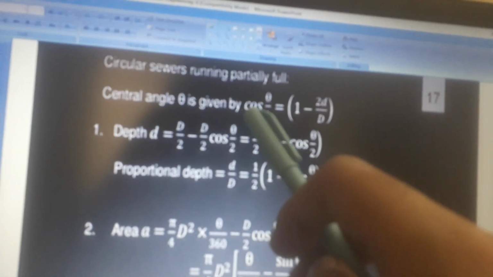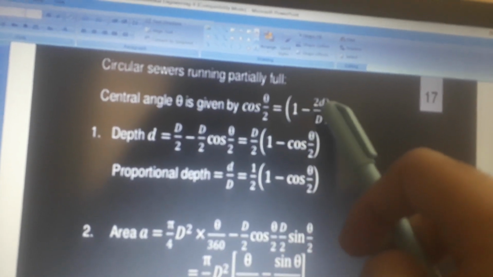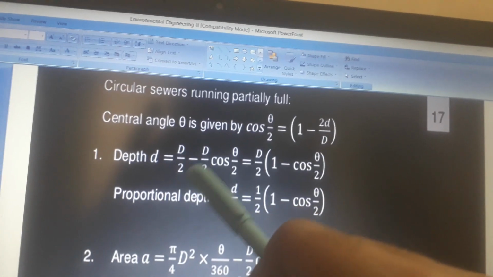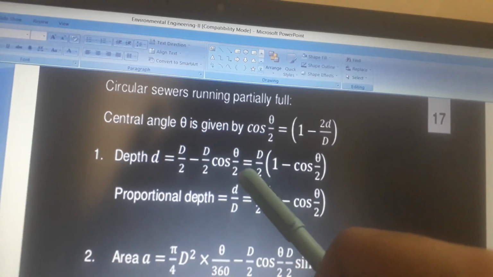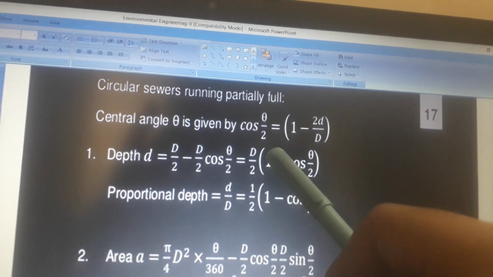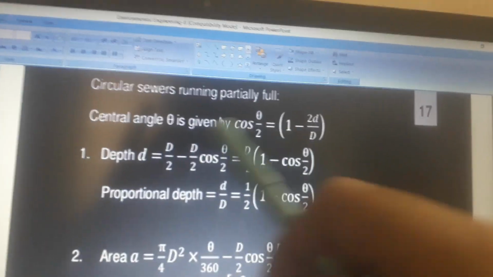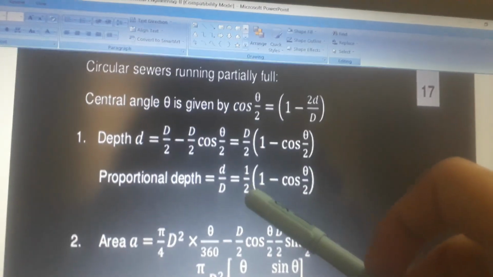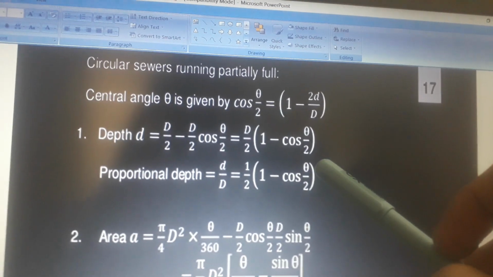Circular sewers running partially full. Central angle theta is given by cos theta by 2 is equal to 1 minus 2 small d by capital D. Depth small d is equal to capital D by 2 minus capital D by 2 into cos theta by 2 is equal to capital D by 2 into 1 minus cos theta by 2. Proportional depth small d by capital D is equal to 1 by 2 into 1 minus cos theta by 2.